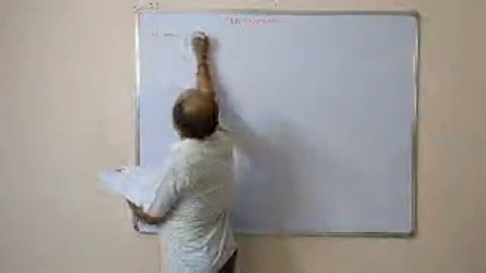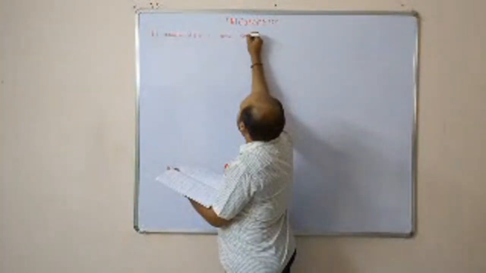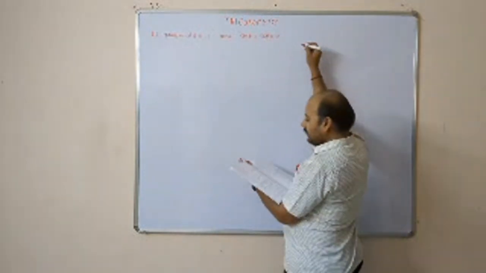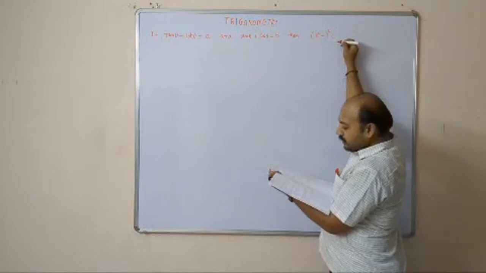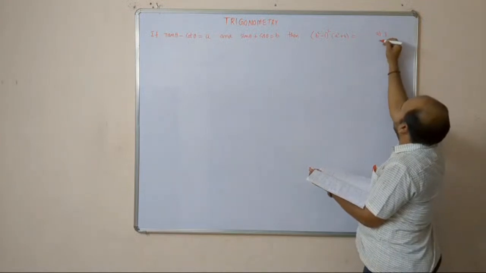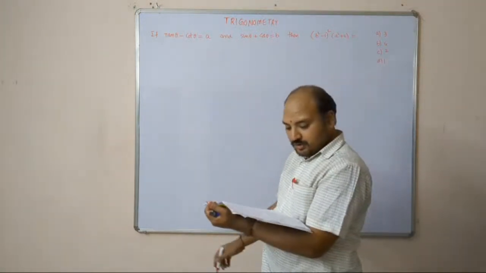The next question. If tan theta minus cot theta is equal to A and sin theta plus cos theta is equal to B, then (B square minus 1) whole square into (A square plus 4) is equal to, options 3, 4, 2, 1. This is the question.